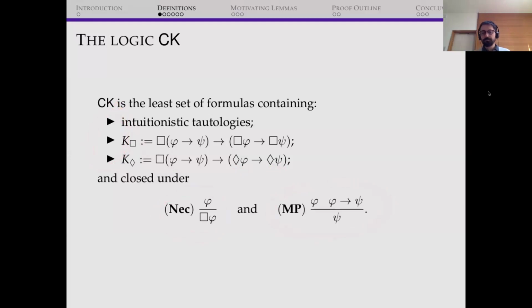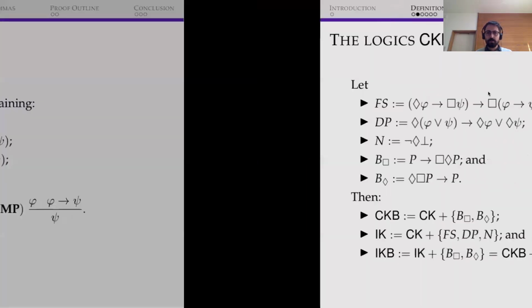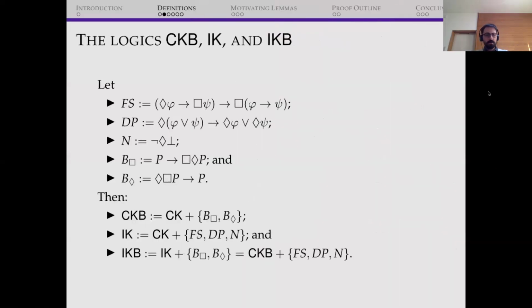And from this, we get a logic. This, I think, was first defined by Mendler and de Paiva, based on another logic by Wijesekera with one more axiom. This came more from a computer science point of view. So this is CK: we have two variants of K, and necessitation and modus ponens. Now let's see how to define the other logics that we're going to talk about in this talk: the constructive version of KB, intuitionistic K, and intuitionistic KB.